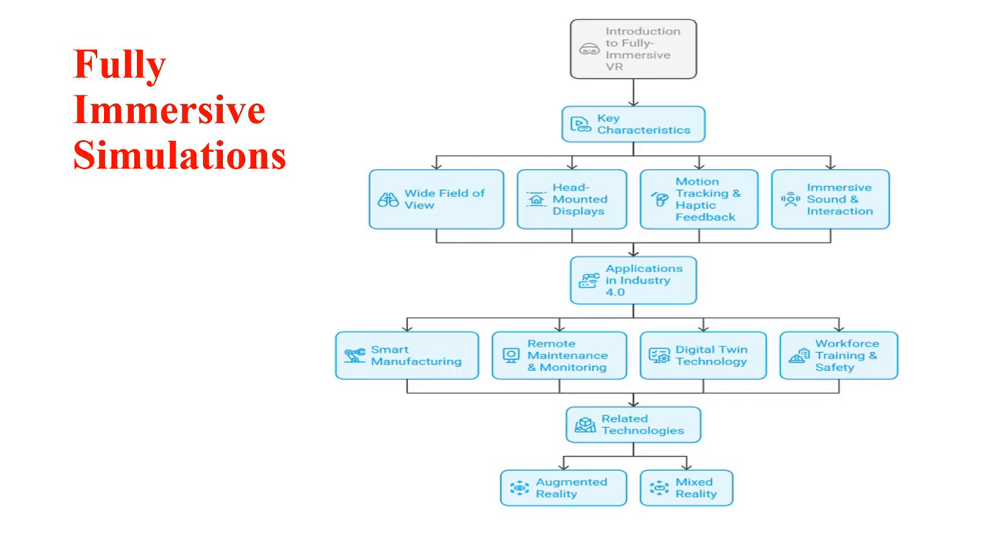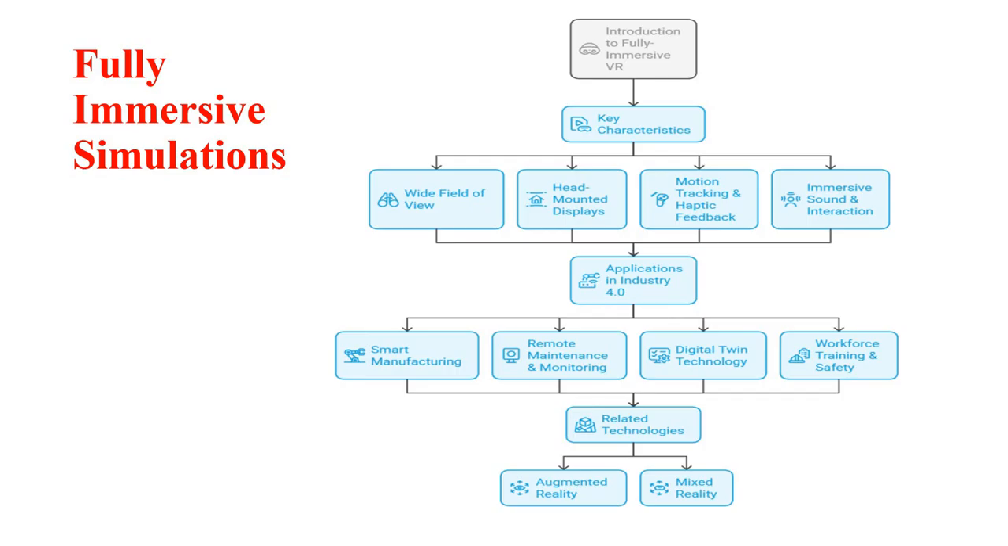These are devices like HTC Vive and PlayStation VR. It will provide high definition visuals and stereoscopic depth. Then you have motion tracking and haptic feedback. Here it uses hand controllers, gloves, and full body tracking in order to simulate real world movements. Then you have immersive sound and interaction, that is spatial audio and real time interaction with the objects and environments will create an engaging experience.